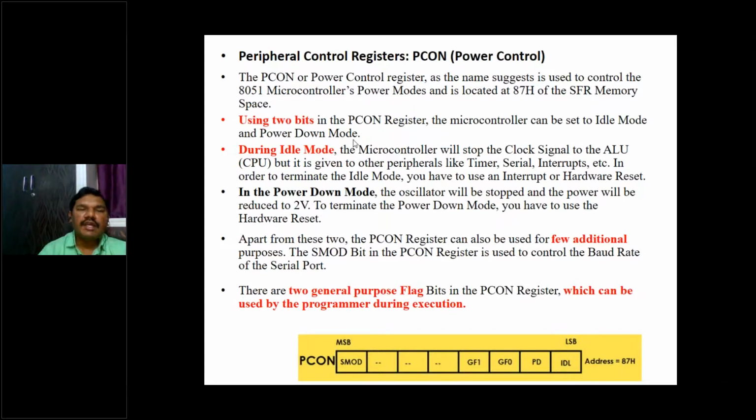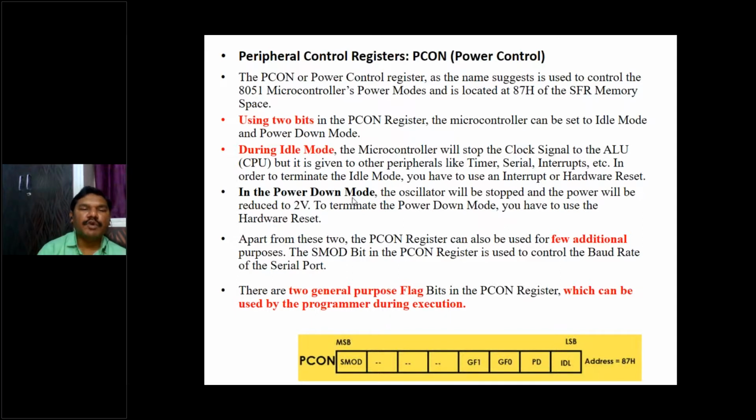What is idle? Here the microcontroller will stop the clock signal to the ALU, but it is given to the other peripherals like timer, serial, interrupts, like that. In order to terminate the idle mode, you have to use an interrupt or hardware reset. Idle means whenever I am not using the device, then we can say that it is in idle mode. What is happening in idle mode? The clock will not be provided to the ALU, meaning it's not performing any arithmetic and logical operations.